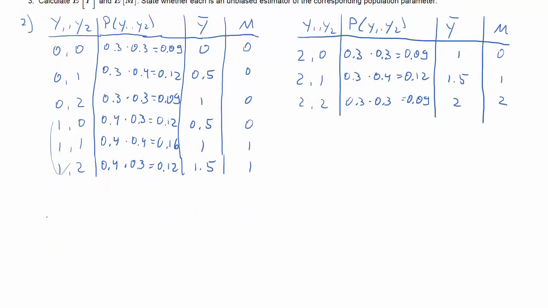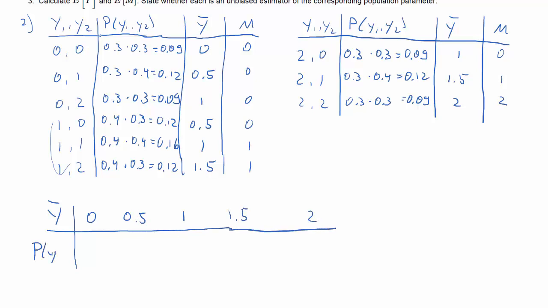Now we're being asked to write down the sampling distributions for y bar and for m. So we start with y bar. What are the possible outcomes for y bar? 0, 0.5, 1, 1.5, and 2. And what's the probability of these respective outcomes? Well, there's only one sample we can draw where the average is 0. That's the first one that has a probability of 9%. Then there are two with a 0.5 sample mean. We add the probabilities together. Then there are three where the sample mean is 1. So we add these probabilities together. That will be 0.34.